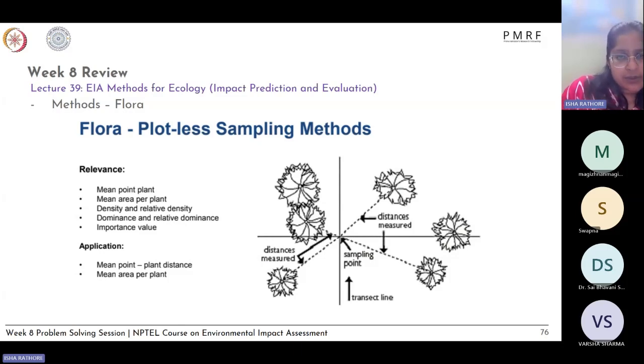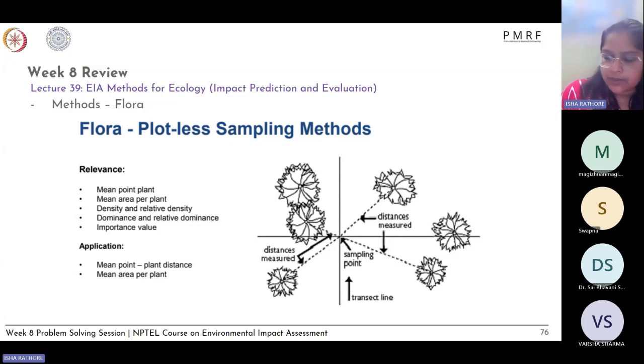Then we also have plotless sampling methods. We divide the plot and then we measure the distances, mean point plant value and the mean area per plant, density and relative density, dominance and relative dominance, and importance values. So different methods are there.